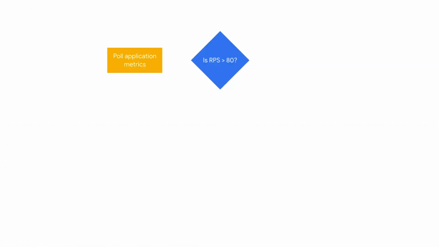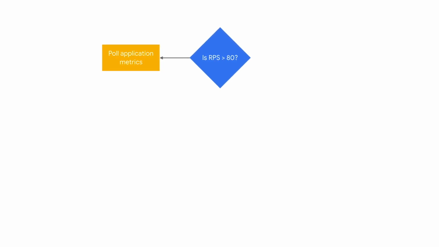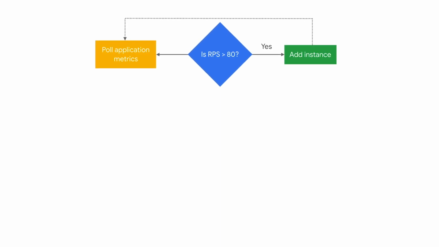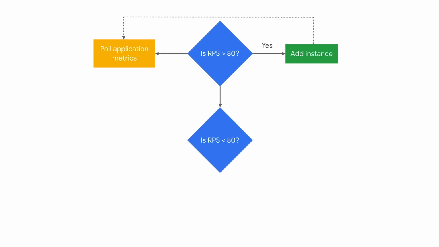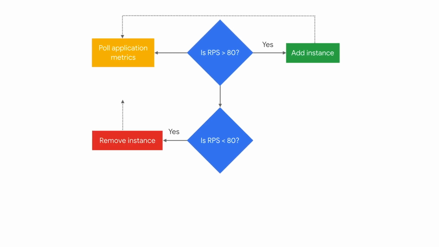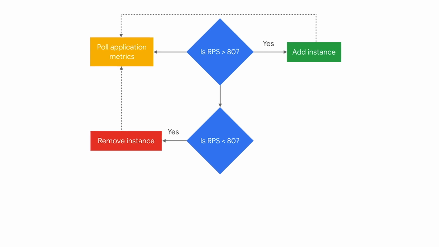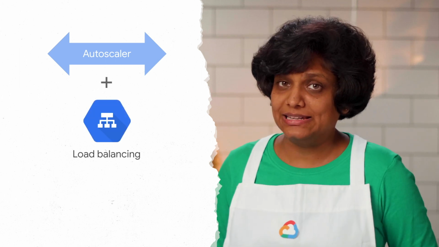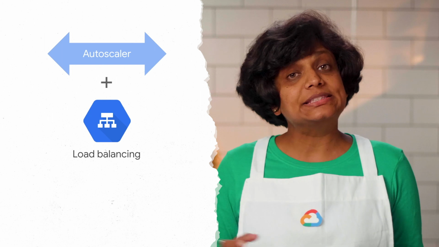For example, if you scale based on CPU utilization, you can set your target utilization level at 80%, and the autoscaler will poll for the CPU utilization and check if it is more than 80%. If so, it adds a new instance to the instance group. If the CPU utilization is less than 80%, then it removes an instance from the group, making sure the capacity is always maintained.